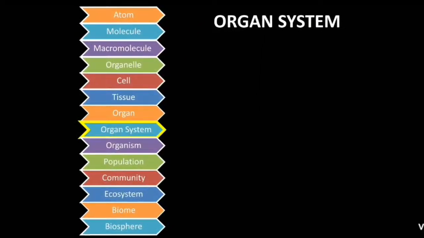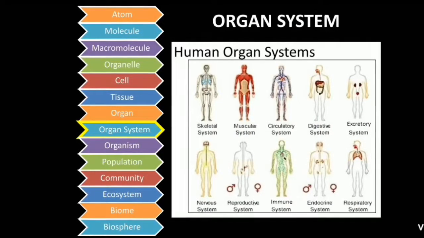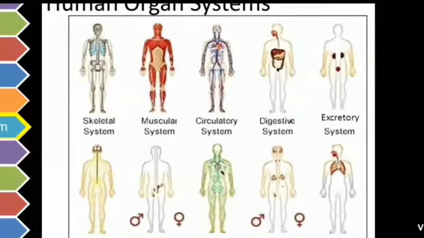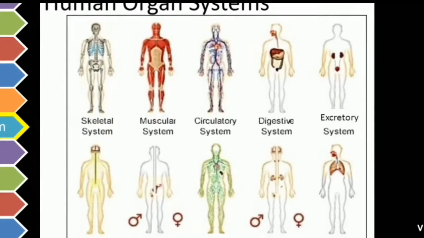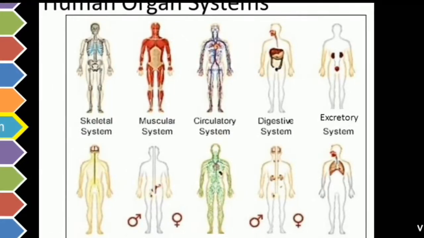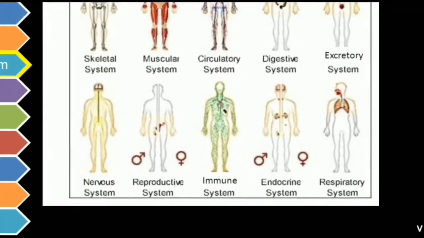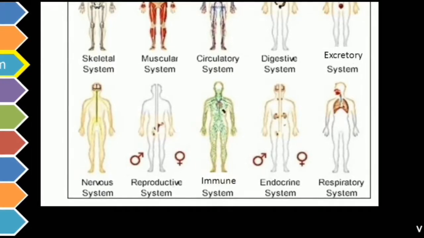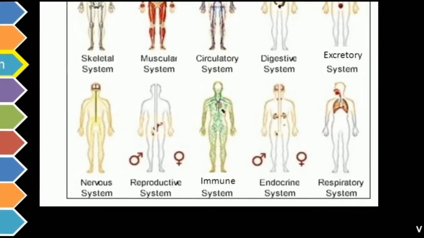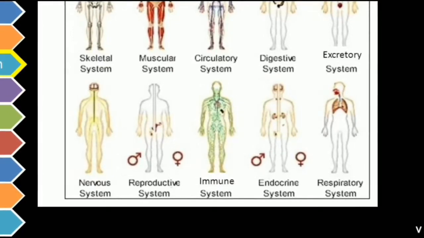The next level is organ system. The organ systems of humans are the skeletal system, muscular system, circulatory system, digestive system, excretory system, nervous system, and reproductive system, which are different in man and in woman, and the endocrine system, and then the respiratory system.